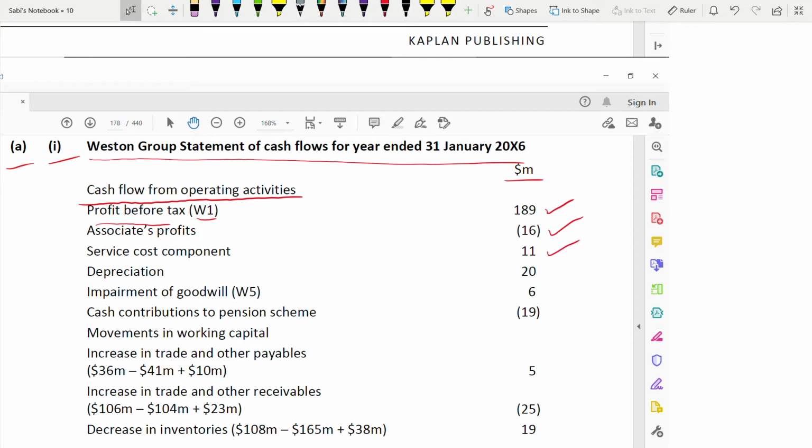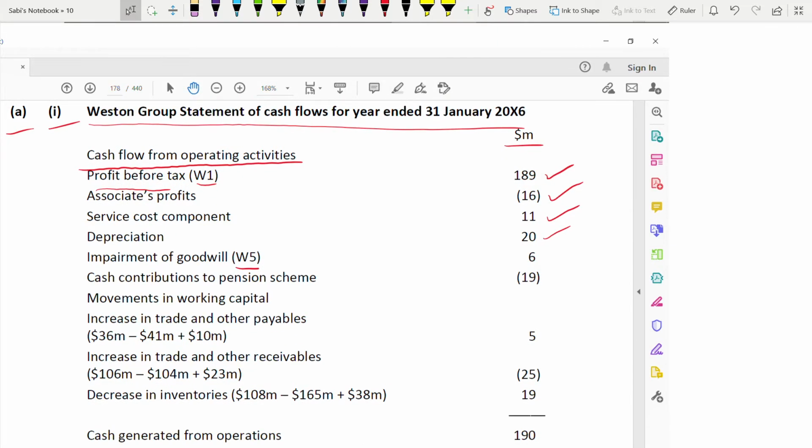Next is depreciation 20. The last point, point 5, says depreciation is 20. You add back. Impairment of goodwill: you see, impairment of goodwill was required. So impairment of goodwill, working 5. A separate working is there to find impairment of goodwill, and impairment has to be added, which is 6. We'll go to that later. Let us finish the other stuff first.